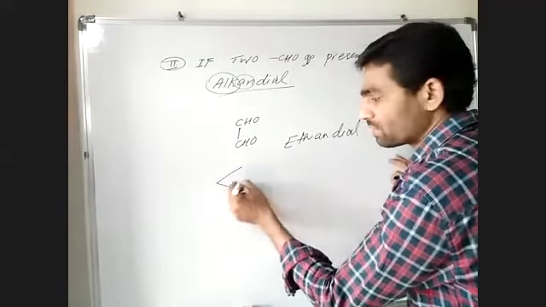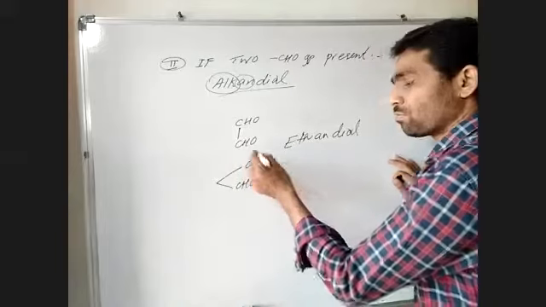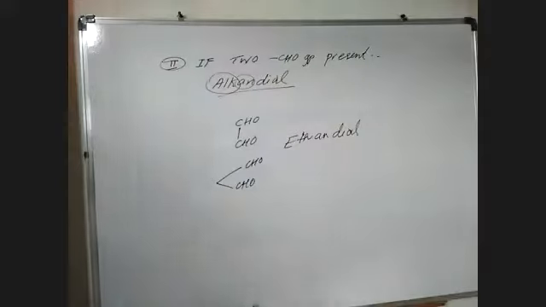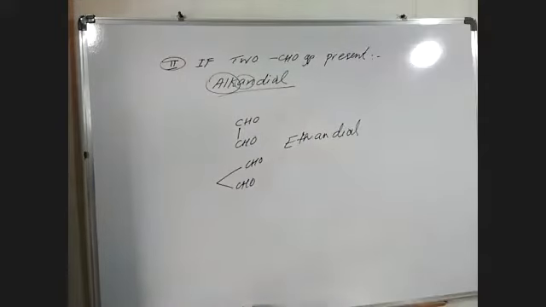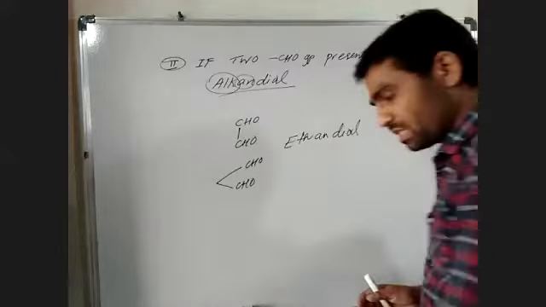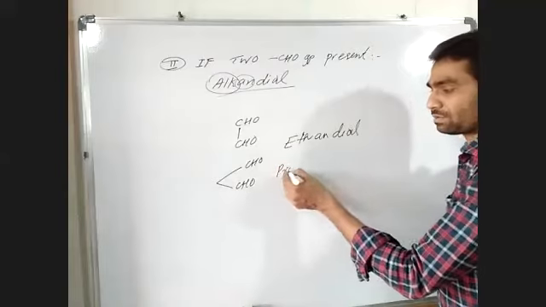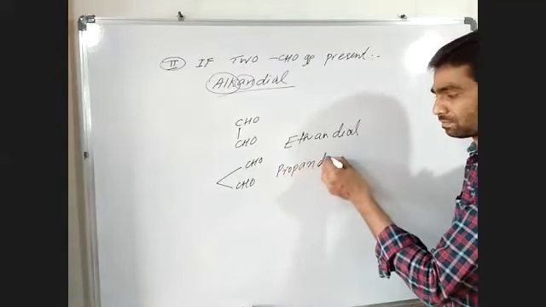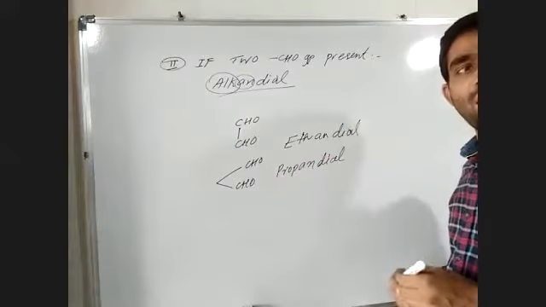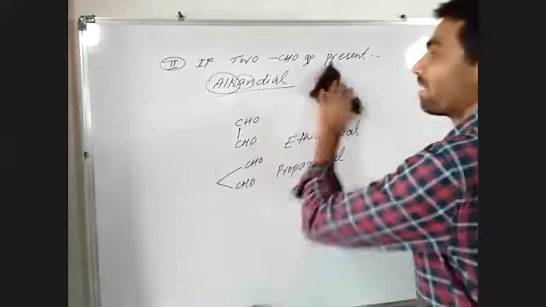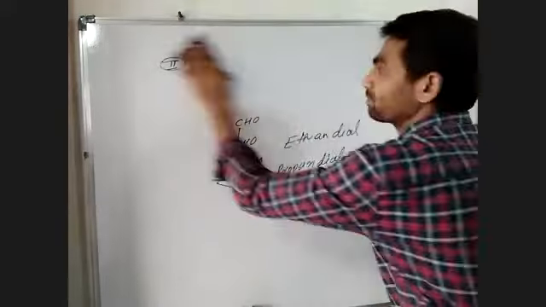What will you say for this one? Produce your answer for this. What answer will you say for this? Propane dial, right? It will be propane dial. That's all. Propane dial. Correct. That's it. Okay, nice. Fine.